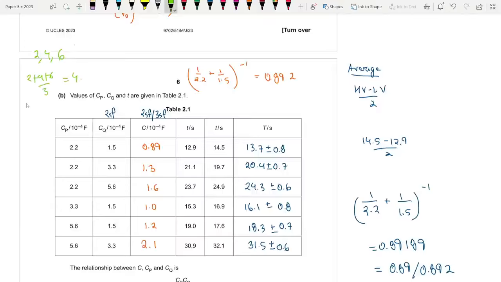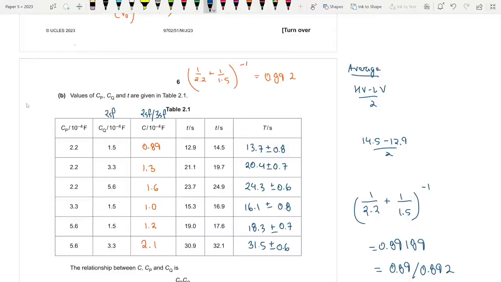And for the uncertainty in this value, it's always going to be the highest value minus the least value, divided by 2. So 6 minus 2 by 2, that is the range by 2. That is 4 by 2, which is plus minus 2. That is always the formula for uncertainty for anything that you average.